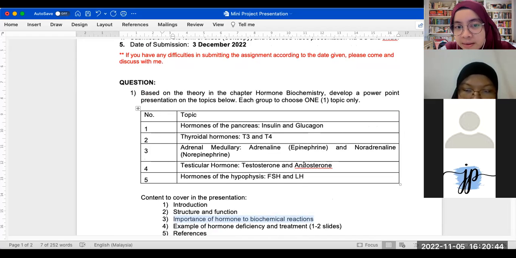You can pick any of these 1 to 5. It's fine to overlap with other groups, I don't mind that. But make sure point number 3 you address in detail. You answer this: the importance of the hormone to the biochemical reactions.